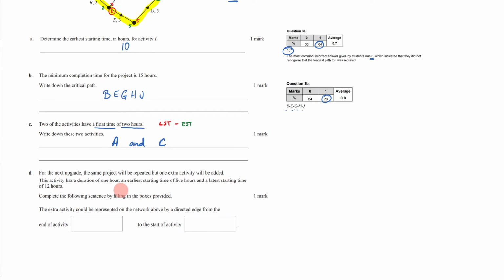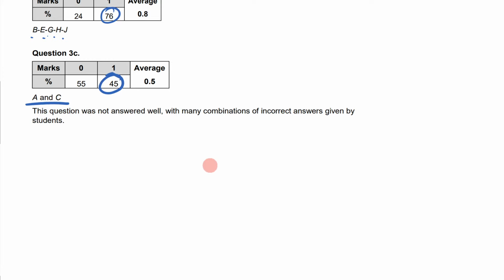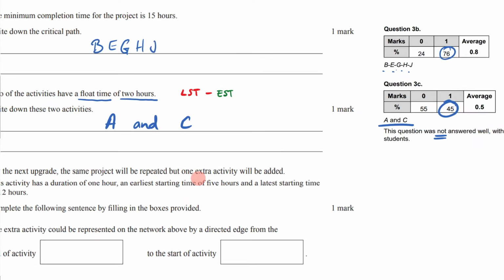All right, let's see how many people got that one correct. So as you can see, 45% of people said A and C here. Let's read the examiner's report here. It says this question was not answered well, with many combinations of incorrect answers given by students. All right, we keep on going.